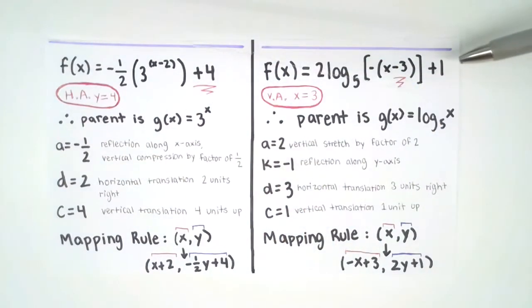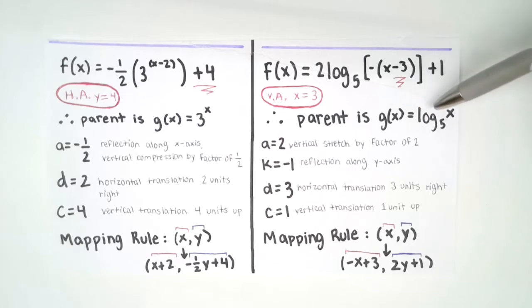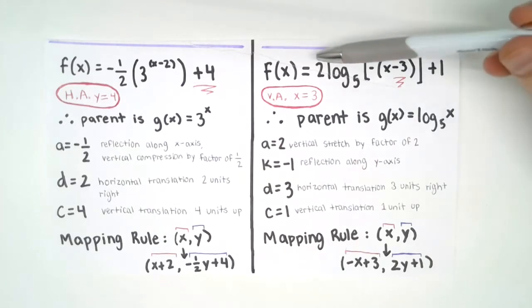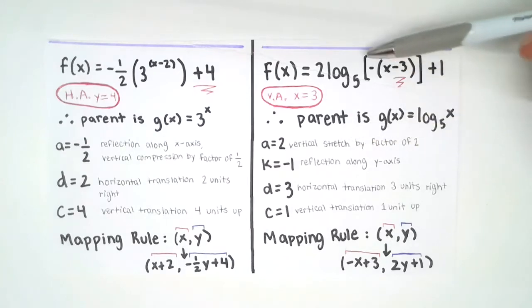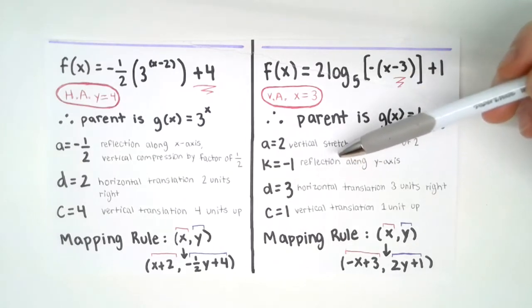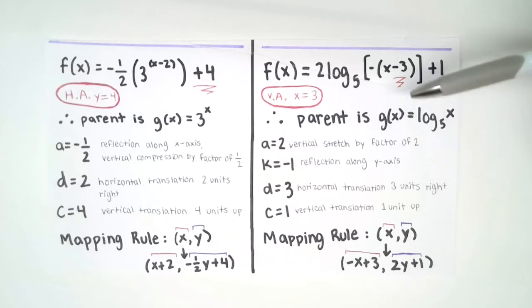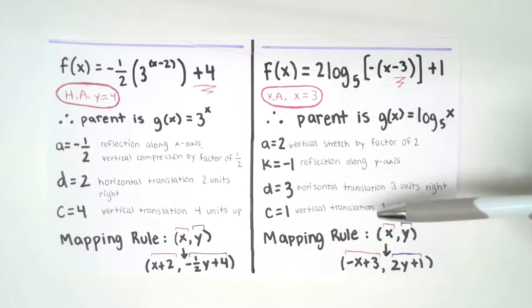Now let's look at this logarithmic example. So first, obviously, identify the parent graph. So the parent graph is log base 5 of x. Now, the first value I'm looking at is 2. So 2 means a vertical stretch by a factor of 2. Then we have -k. And -k just means a reflection along the y-axis. Then we have d, which is 3. Remember, it becomes positive, and that's a horizontal translation 3 units right. And then we have c, which is a vertical translation 1 unit up.